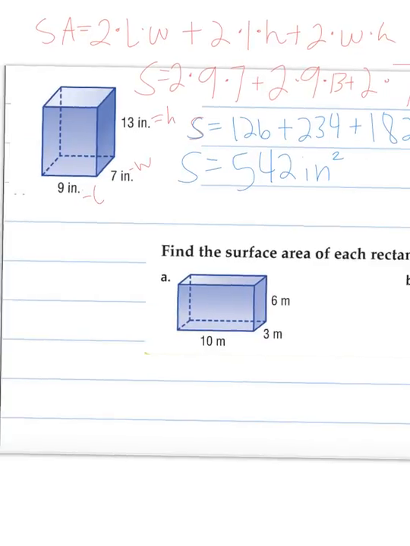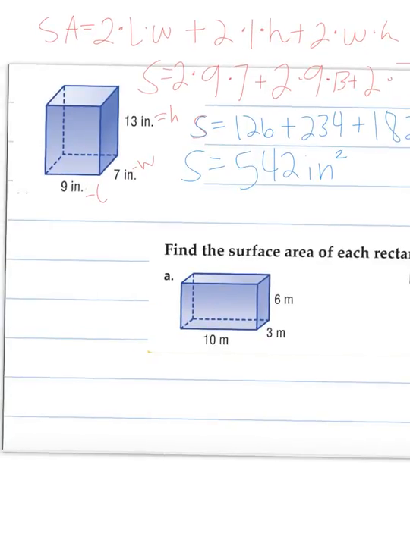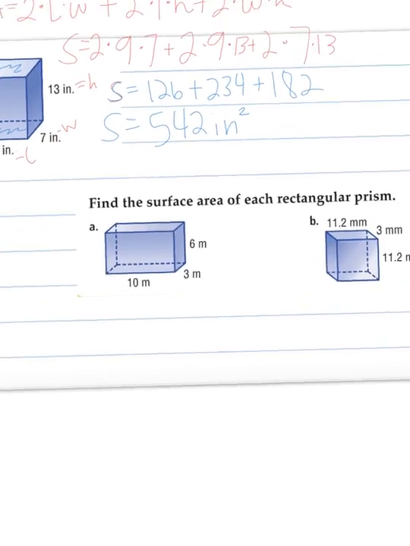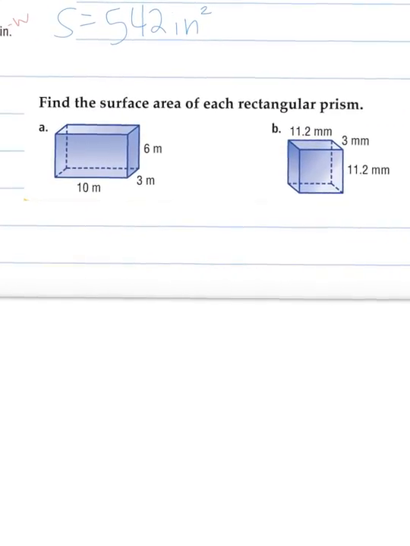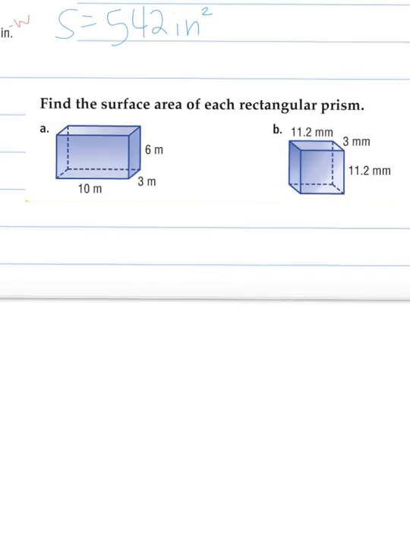On our diagram here, we found the area of the bottom and the top, the front and the back, and the two sides, and we added that all together. Here's a couple more that we can try. I'm going to say that 10 is my length, 3 is my width, and 6 is my height.